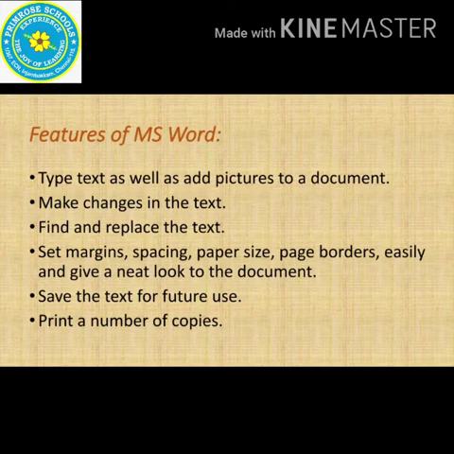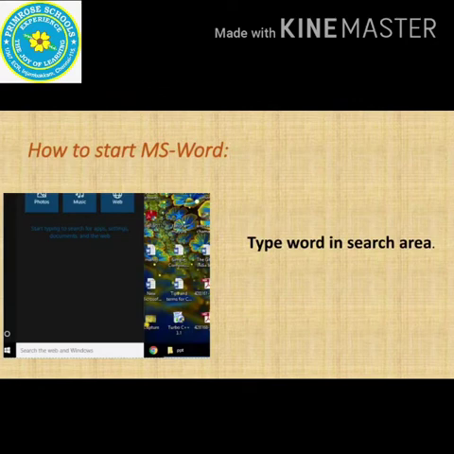We can set margins, spacing, paper size, page borders easily and give a neat look to the document. After working in the document, we can save the document for future use. We can also print a number of copies. How to start MS Word? Click on the Start and select all programs. Then go to the Microsoft Office. The list of software appears. Click on the Microsoft Word.